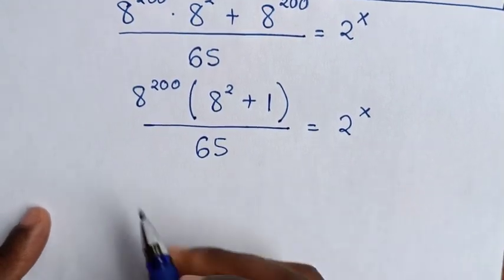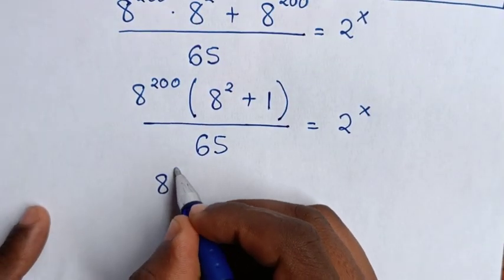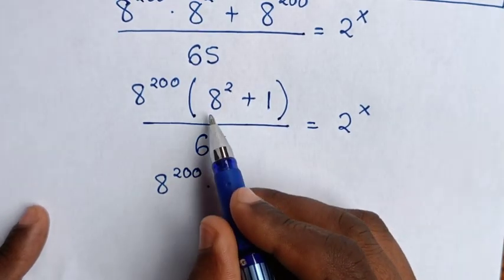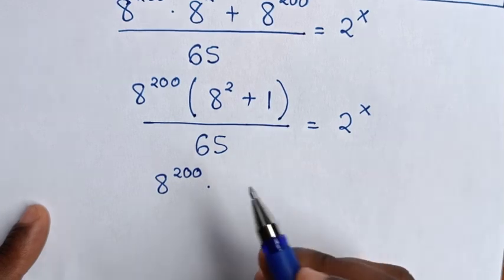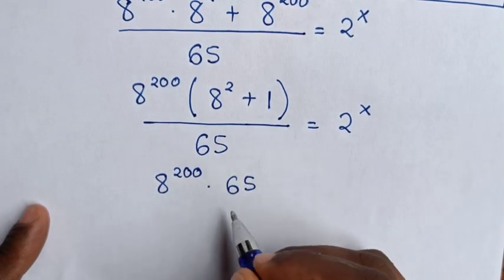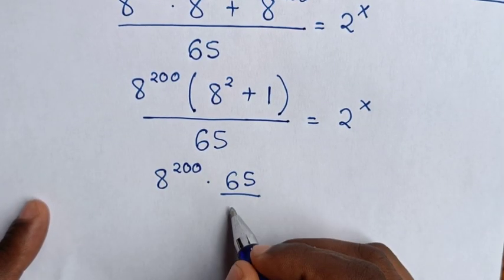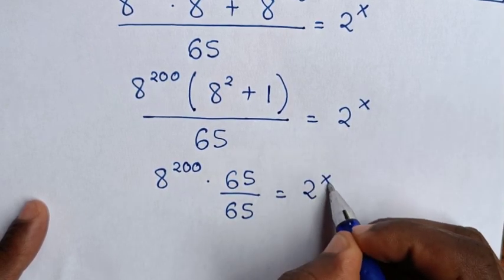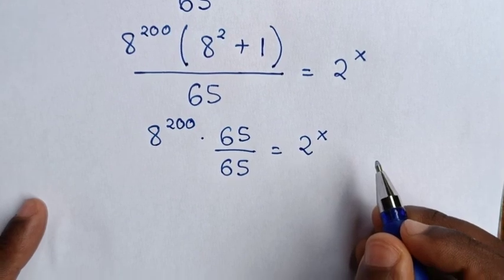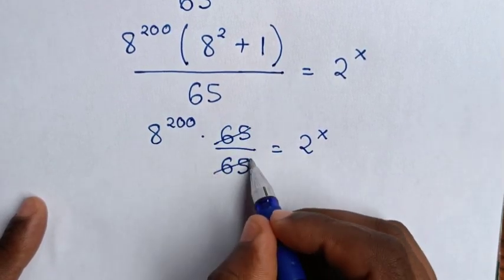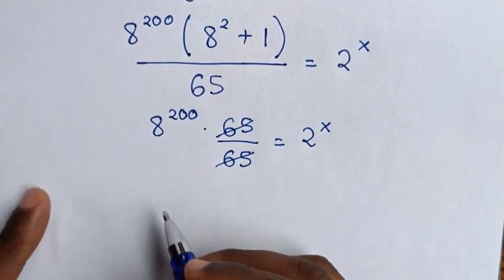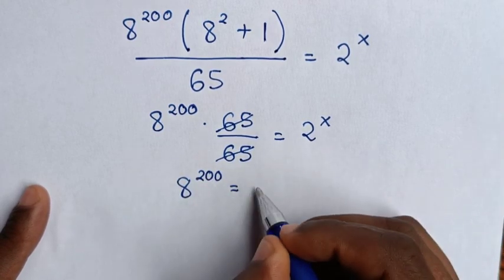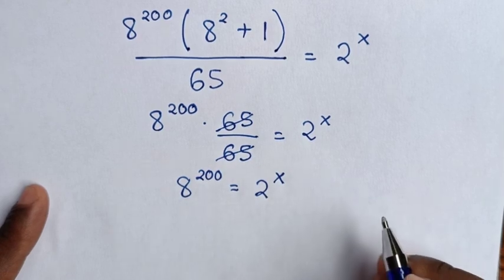Then in next step, it will be this 8 power of 200, then times 8 square is 64, 64 plus 1 is 65. Then divide by this 65 is equal to 2 power of x. Now to simplify, this 65 will cancel this 65. So it will be this 8 power of 200 is equal to this 2 power of x.